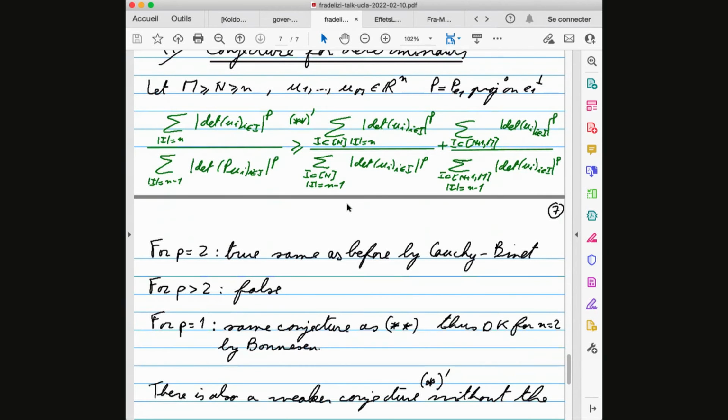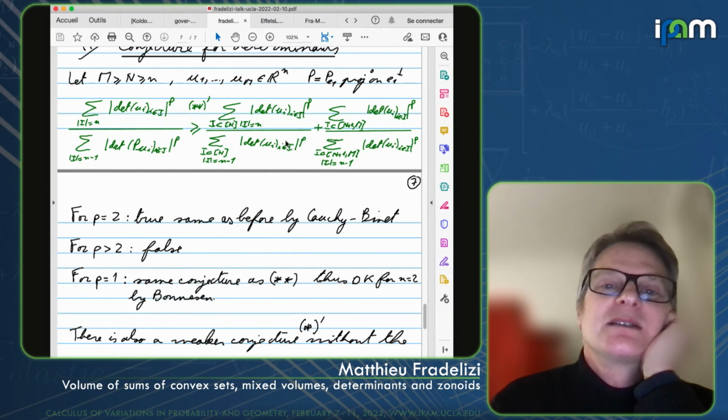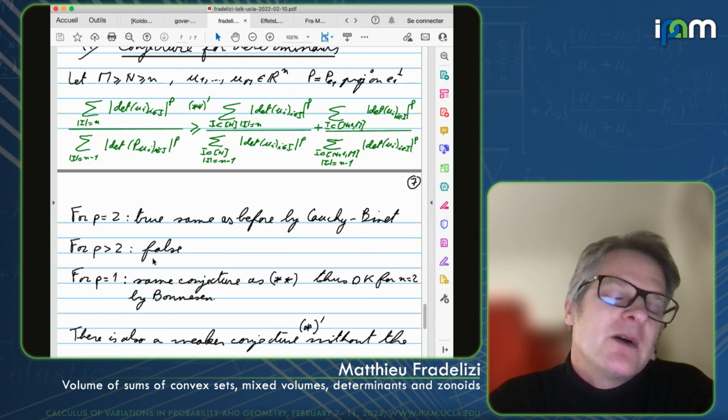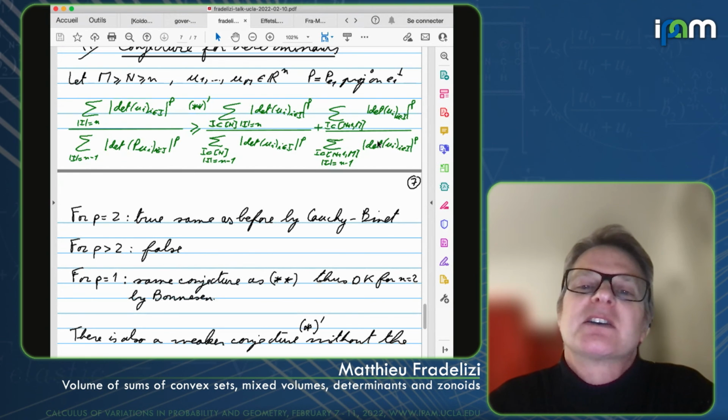In fact, this inequality may look strange to you, but for p equals 2, because of the Cauchy-Binet formula, we recover exactly the same inequality we had before. Because the sum of the determinants of u star, I didn't write it, is exactly this determinant with p equal to 2. And so we know it's true. This inequality holds always in all dimensions if p equals 2. Again, we check that for p larger than 2, this is false. Even this is false without a second term.